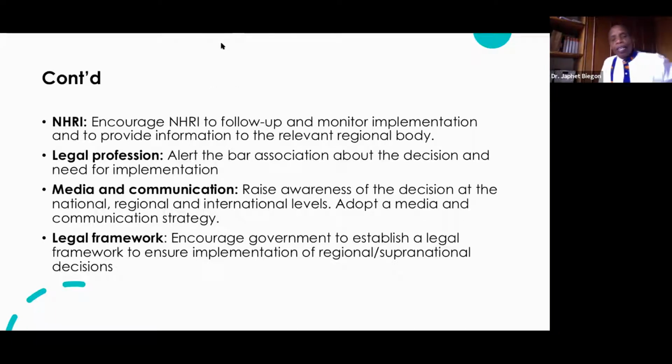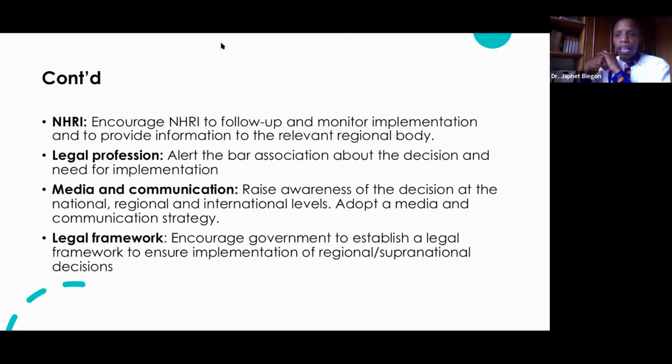Then national human rights institutions have a very specific role in terms of implementation under at least the 2020 rules of procedure of the African Commission. NHRIs are state bodies that are responsible for promoting and protecting human rights, and also in many instances are responsible for monitoring the extent to which the state is complying with its international human rights obligations, which would extend to complying and implementing decisions. So it's good to also engage the NHRI.